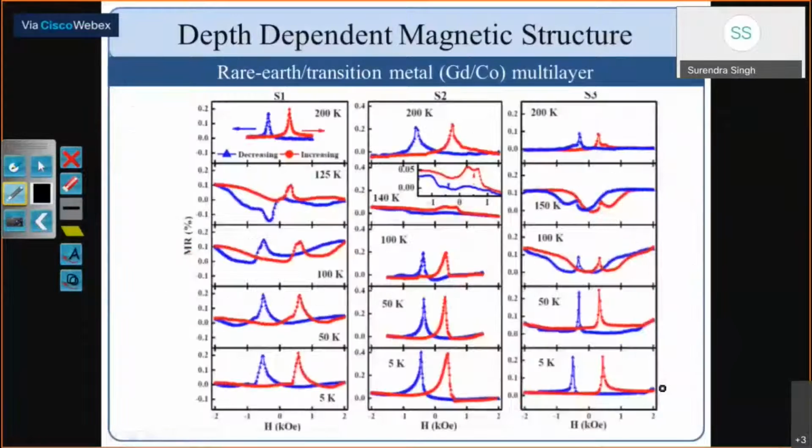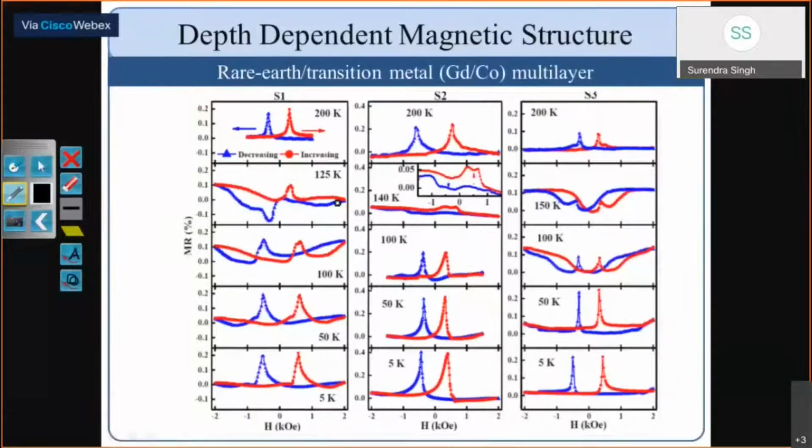Then we did the transport measurement also. At higher temperature, as for any ferromagnetic system, we get this peak, which is due to the coercive field in all three systems. But near the compensation temperature, this is for S1, this is for S2, and this is for S3, and for S1 you can see we are getting asymmetry.